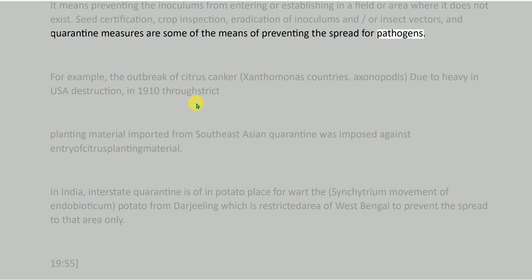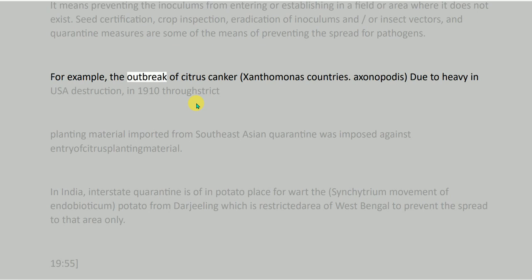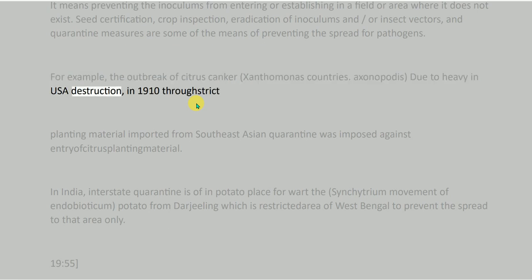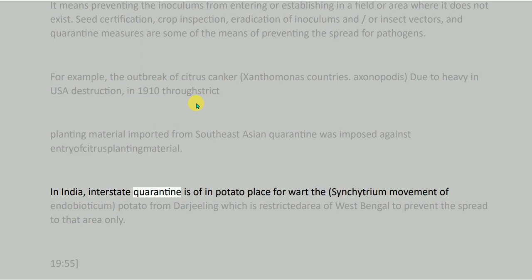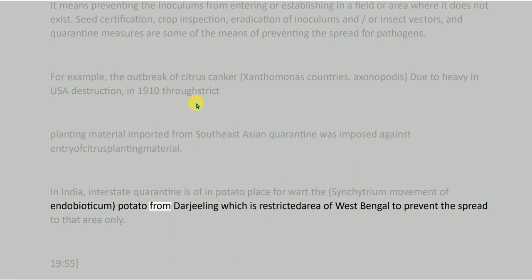For example, the outbreak of citrus canker, Xanthomonas axonopodis, in USA in 1910 through planting material imported from Southeast Asia led to heavy destruction, and strict quarantine was imposed against entry of citrus planting material. In India, interstate quarantine is in place for potato: the movement of potato from Darjeeling, which is the restricted area of West Bengal, is prohibited to prevent the spread of Synchytrium endobioticum, the wart pathogen, to other areas.